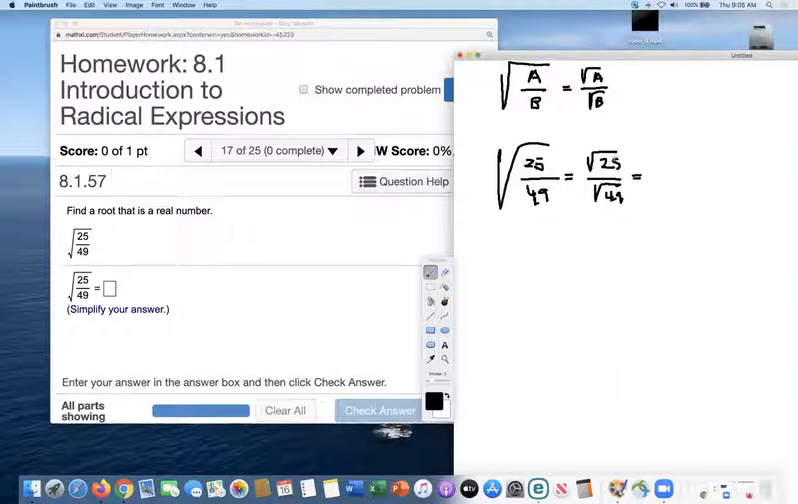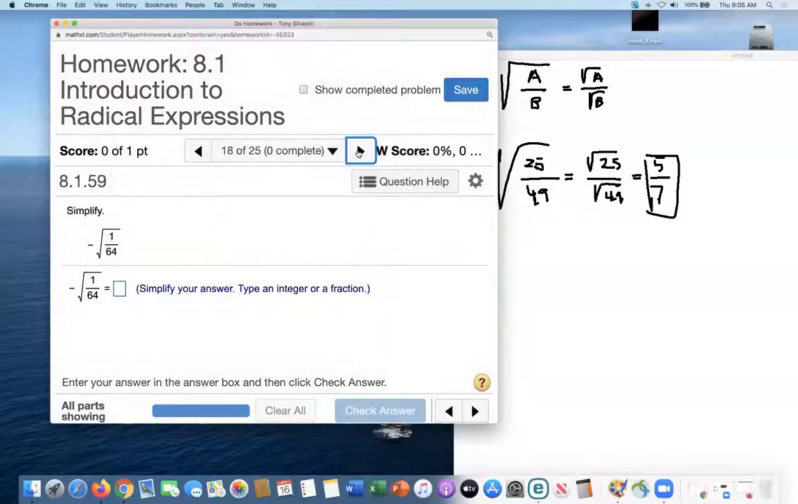Well, square root of 25 we can do something with, that's 5. Square root of 49 is 7. There you go. There's the answer for that problem. That's the division rule. That's what the rest of those questions are all about. It's not even worth entering. That's the right answer.